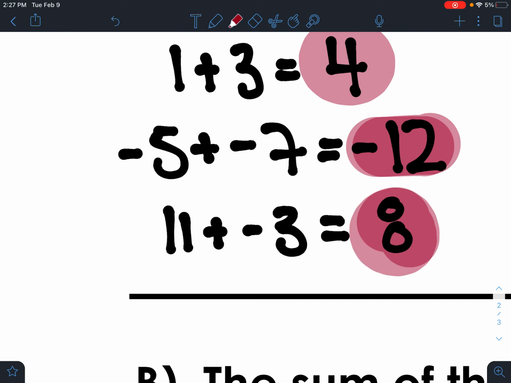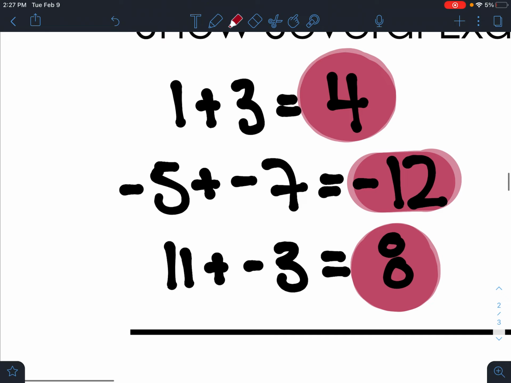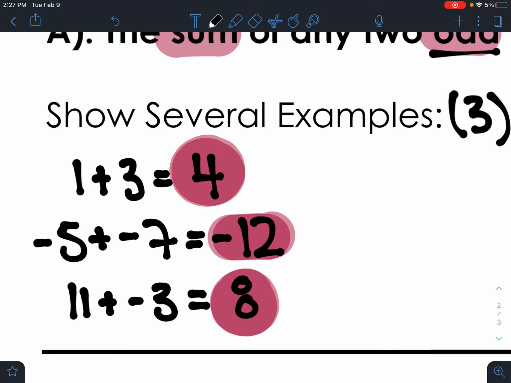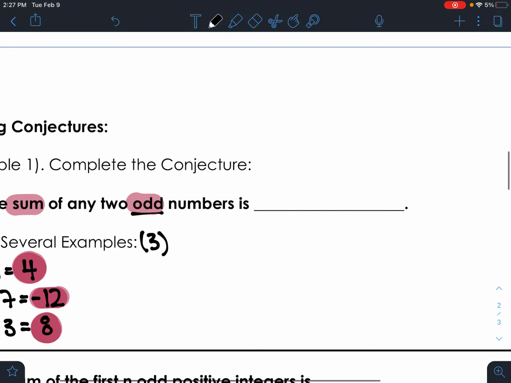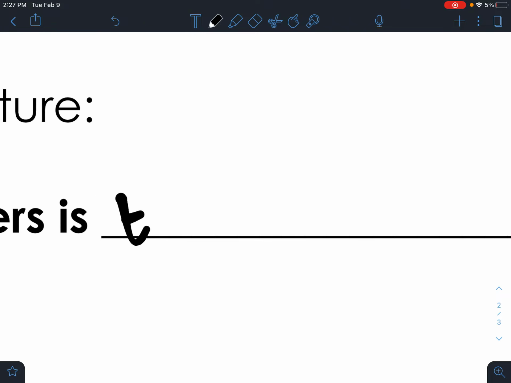So we're looking at these sums, the 4, the -12, and the 8, and we're asking what they have in common. I notice that they're all even numbers. And so my conjecture is that when you add any two odd numbers, that sum is going to be even.